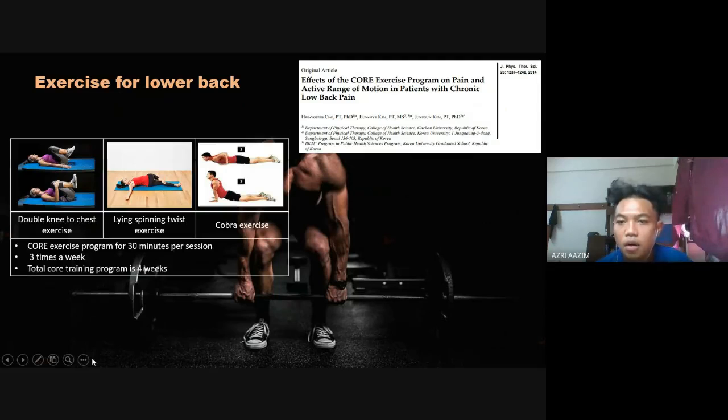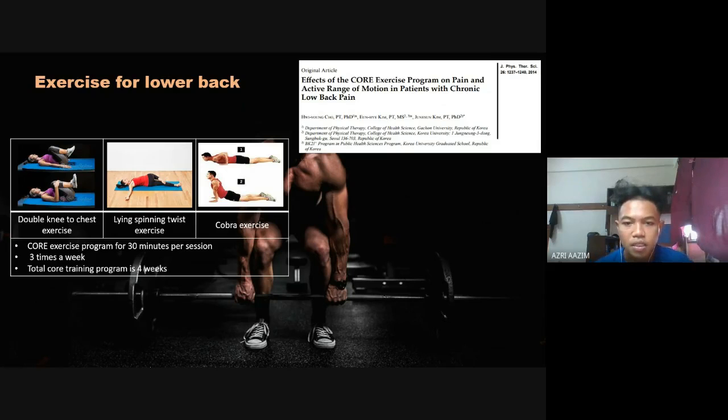So we move to Chow et al., 2014, with the title of the article, Effect of the Core Exercise Program on Pain and Active Range of Motion in Patients with Chronic Lower Back Pain. They have three exercises that you all can see, which are firstly the double knee to chest, lying spinal twist exercise, and cobra exercise.